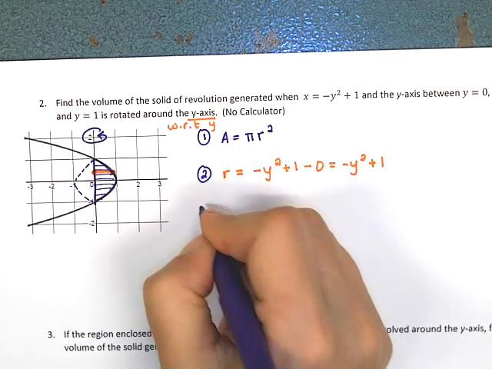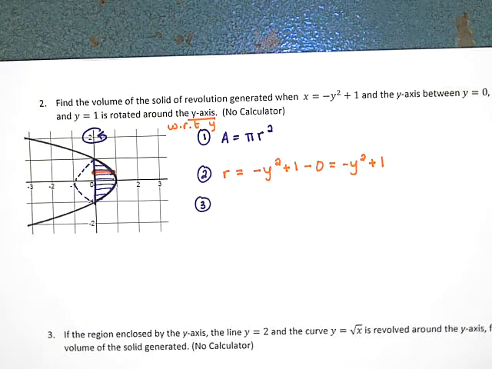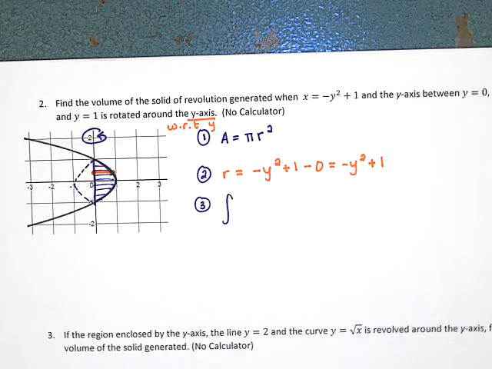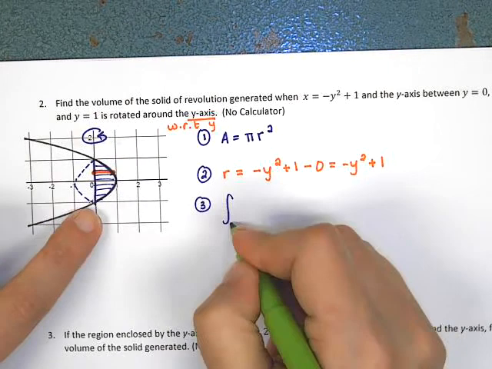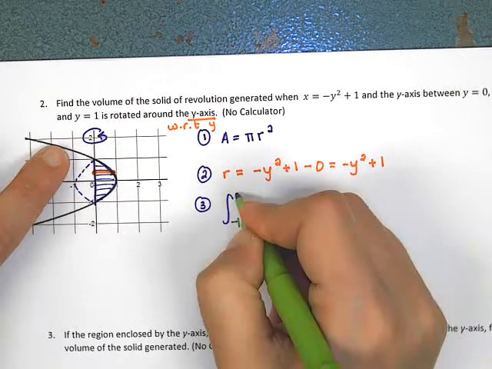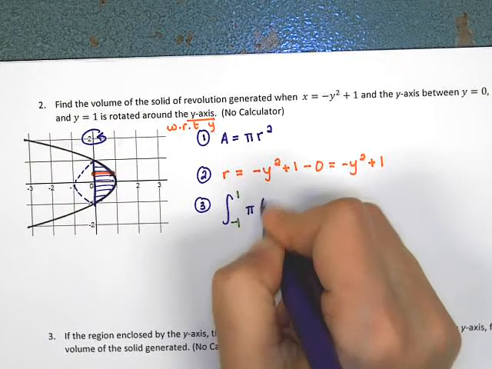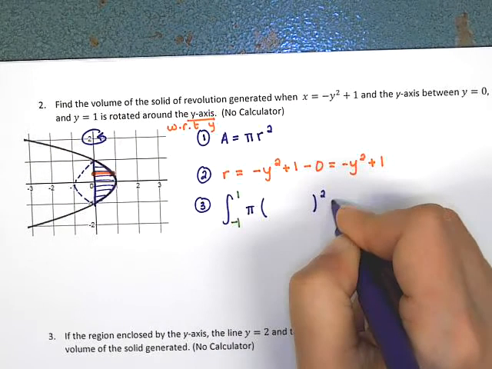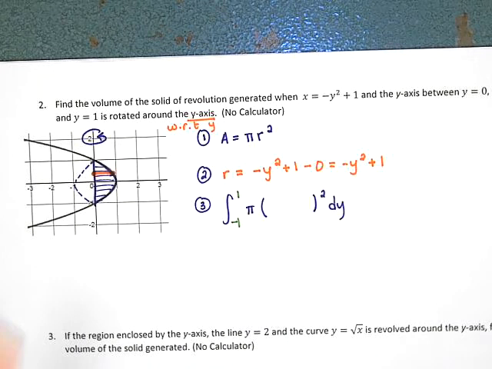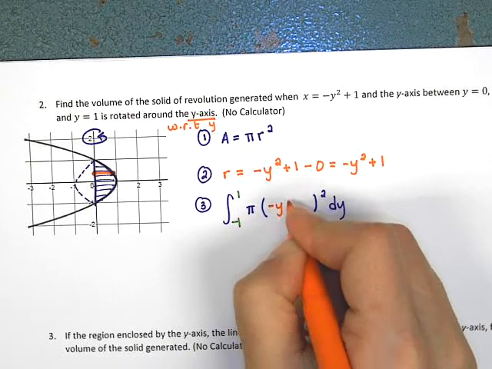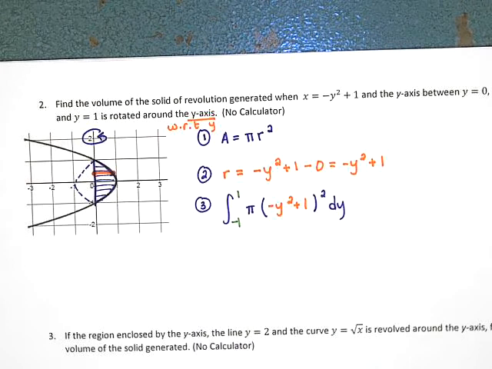Now the third step would be to set up the integral. So I would have the integral from the lower y value, which is negative 1, to the higher y value, which is positive 1, and then pi times the r squared dy. And in this problem, the r would be negative y squared plus 1. Now this problem says no calculator. So how would you do this without a calculator?